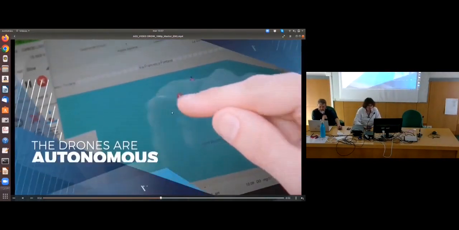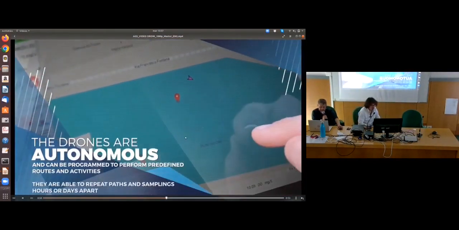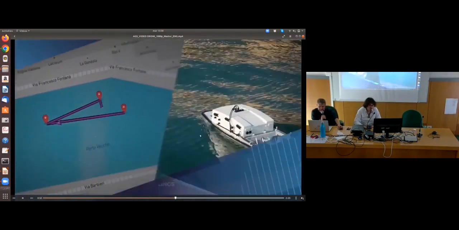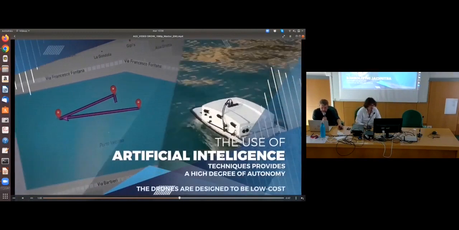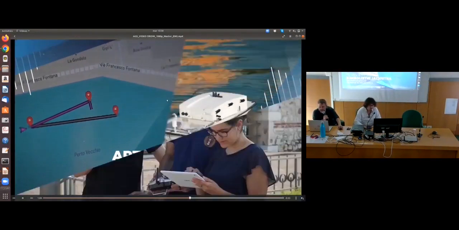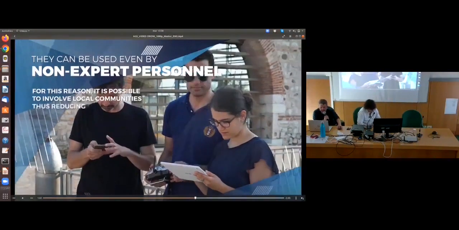You can see by a tablet the person is developing a path, and then the drone starts to move along this path. So this is an example, and then we have other examples.